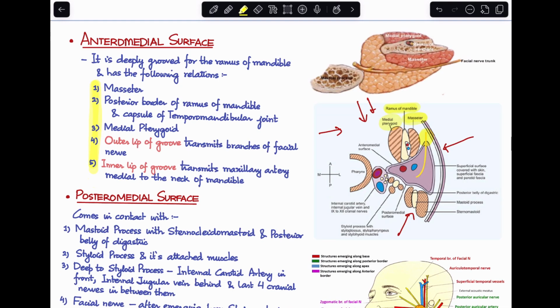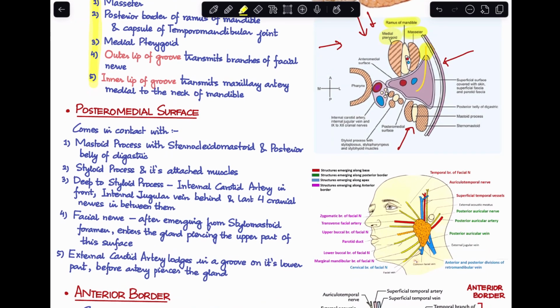Next, let's talk about the posteromedial surface. Again, I just showed that this is our posteromedial surface. So let's look at the image over here and see what are the structures related here. First, we have the mastoid process. And along with the mastoid process, we have two muscles, the sternomastoid muscle and the posterior belly of digastric. So these three structures are the first relation that is forming here.